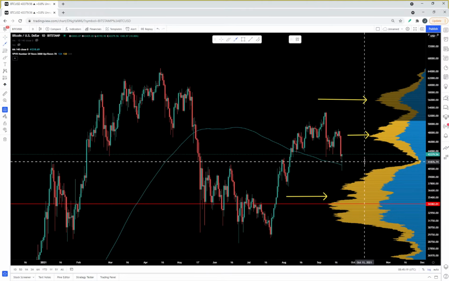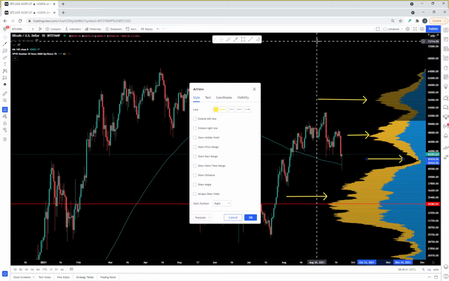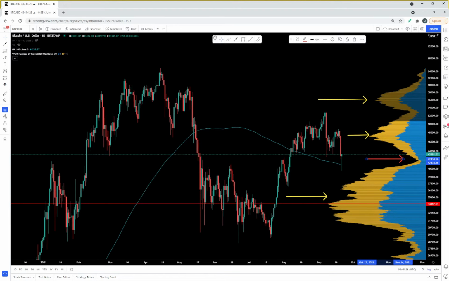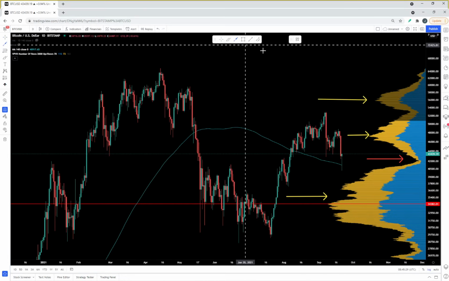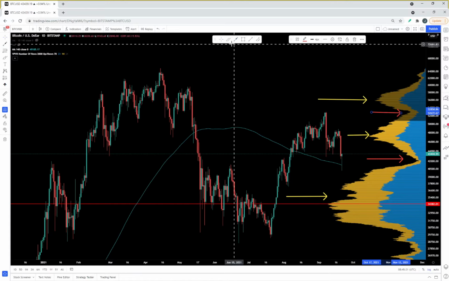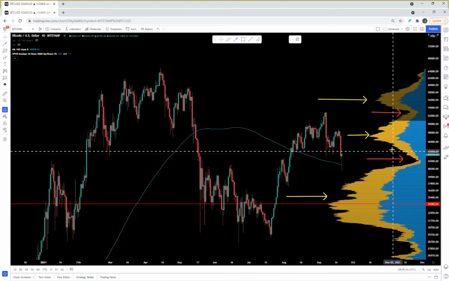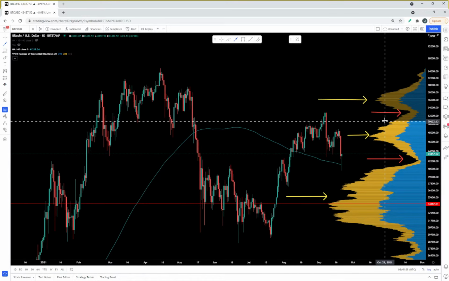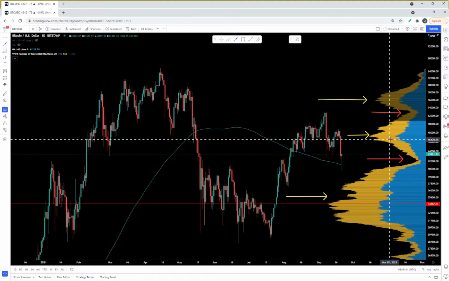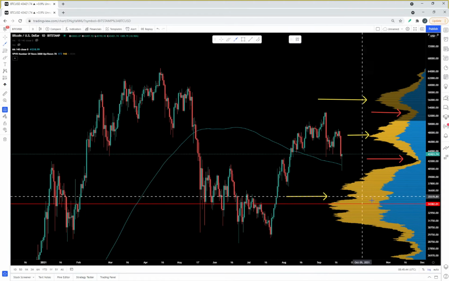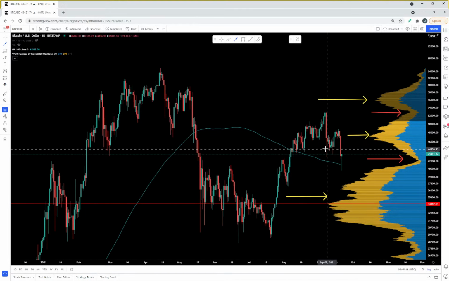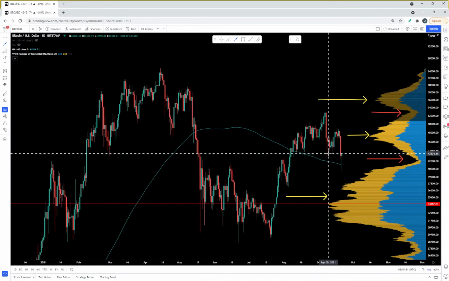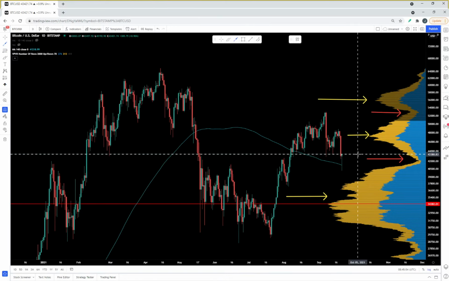So low volume nodes, being the opposite of high volume nodes, are areas where if you get into these ranges, there's not a lot of volume being traded. So these ranges here are not going to hold as support. So you're pretty much going to move through these ranges much more quickly than you will through the high volume nodes.